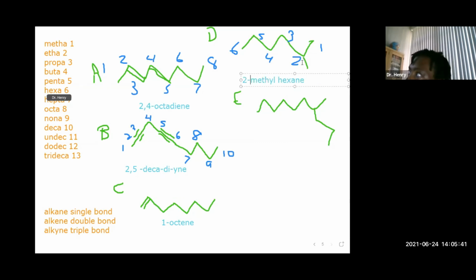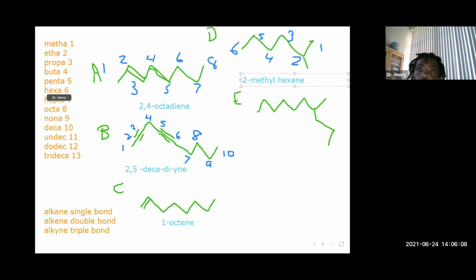Because you have 1 carbon coming off of here, to tell me that it's a branch, the YL means that it's a branch coming off the 2nd carbon. So if it's a branch coming off the carbon, you want to add the YL, right? If it's not on the main chain and it's a branch coming off the carbon, you want to add YL.